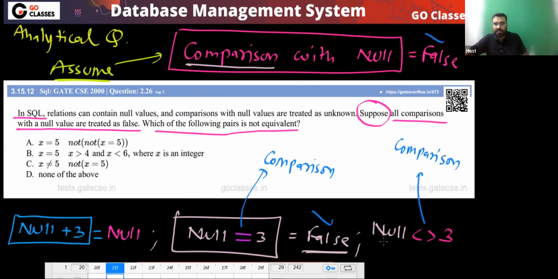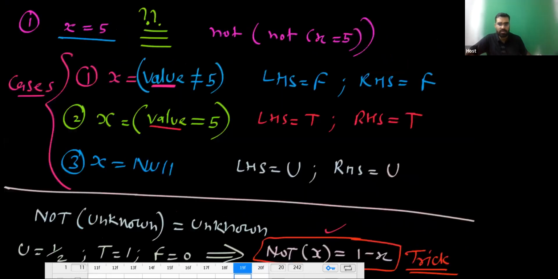This is also a comparison. So what is a comparison with null? A comparison with null is false. So this is also false. Remember, a comparison with null is taken as false. Okay, now let's come back to this question.